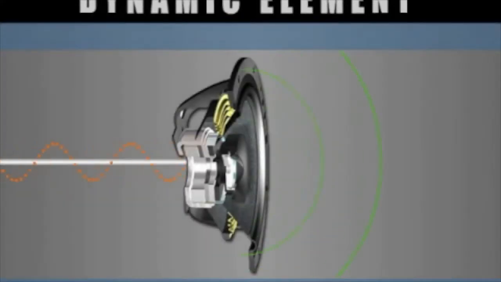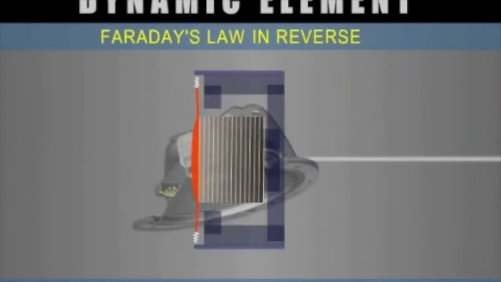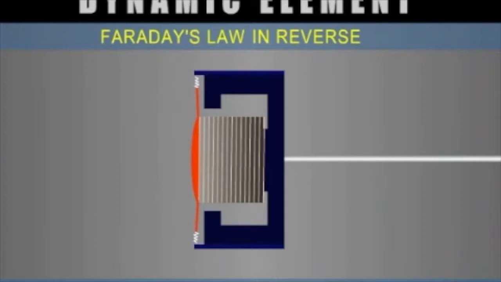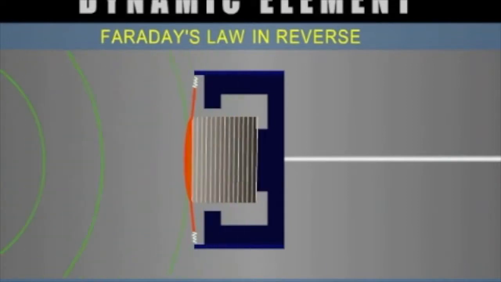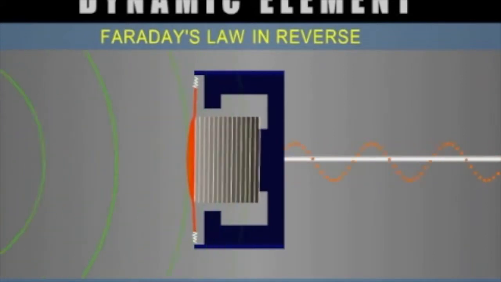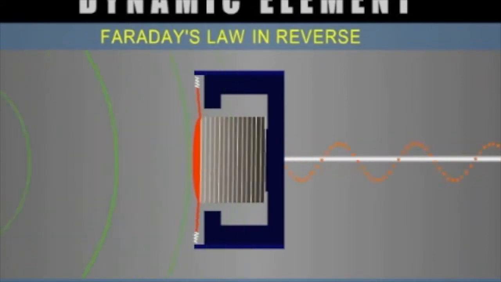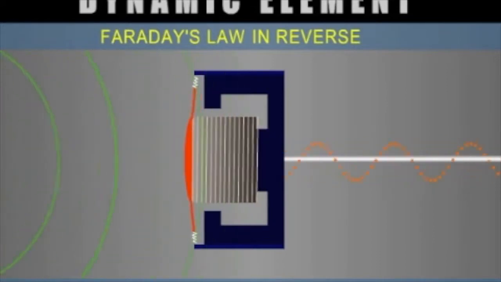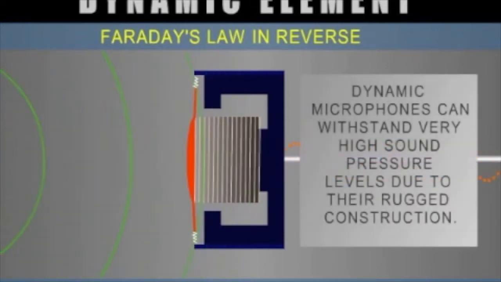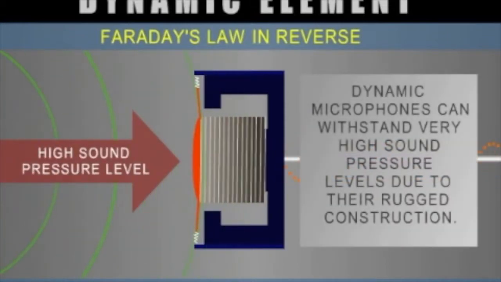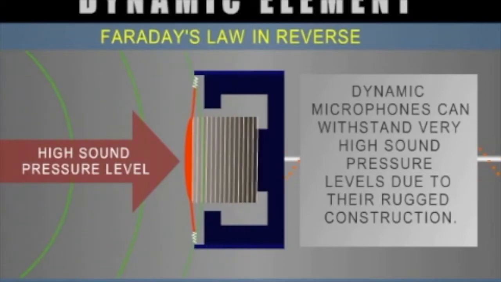The dynamic element works on the principle of Faraday's law in reverse. The diaphragm is connected to a coil of wire, and when pressure fronts hit the diaphragm, it moves, forcing the coil to move. When the coil of wire moves through the magnetic field, current is forced through the coil of wire. This current is otherwise known as an audio signal. Dynamic microphones can withstand very high sound pressure levels due to their rugged construction.